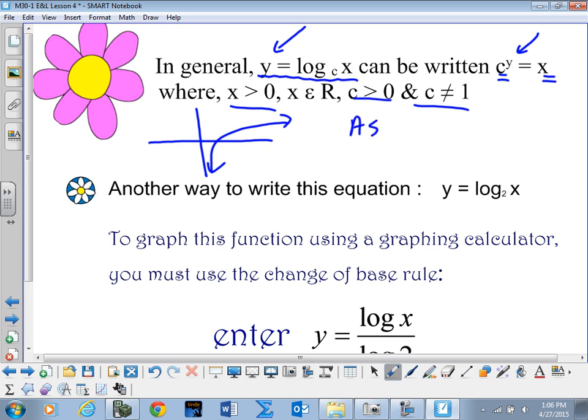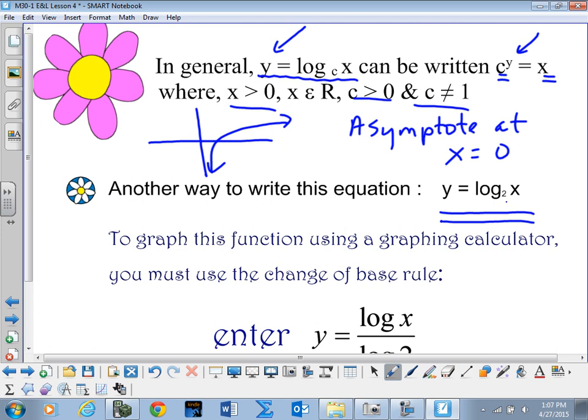There is an asymptote at x equals 0. There's a vertical asymptote. So x is always greater than 0. Okay, let's look at an example here. Y equals log base 2 of x.